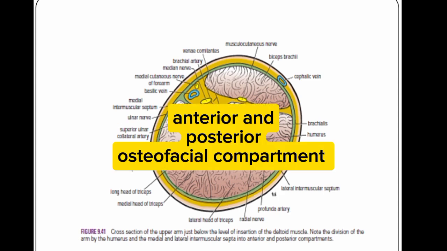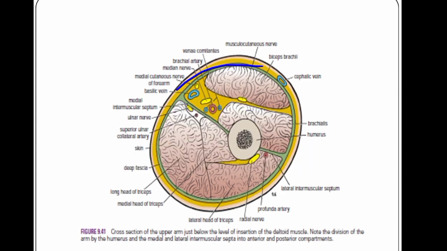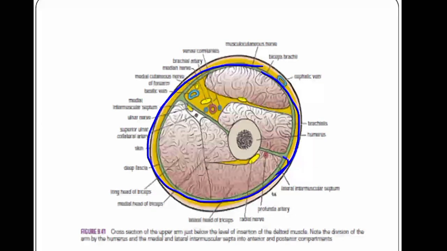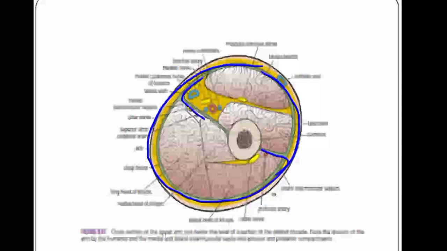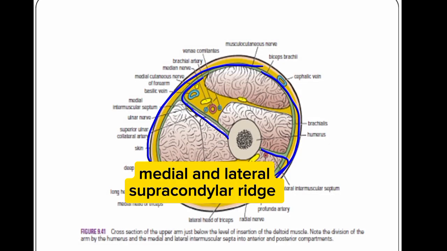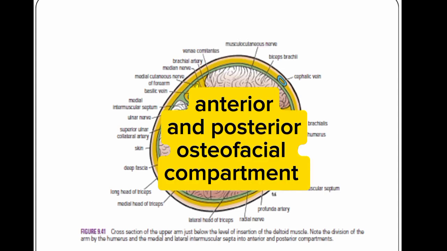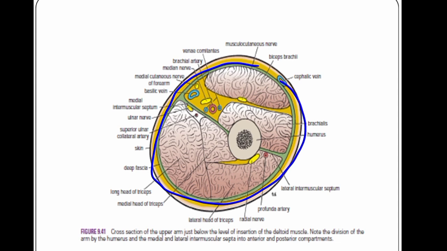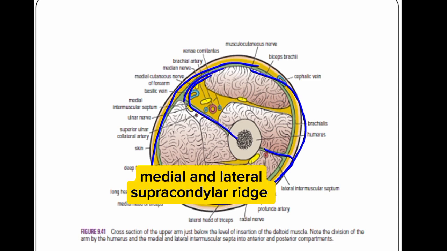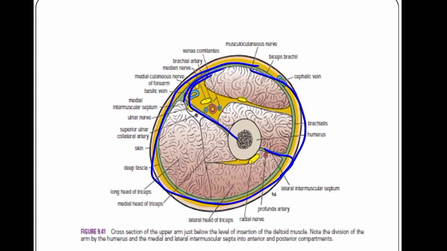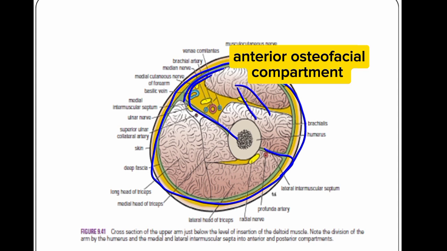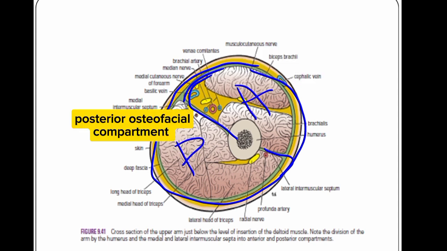Now let's give a quick review. The arm is enclosed in the sheath of deep fascia, which is folded inward and attached to the medial and lateral supracondylar ridges, and hence divides the arm into two osseofascial compartments, an anterior osseofascial compartment and a posterior osseofascial compartment.